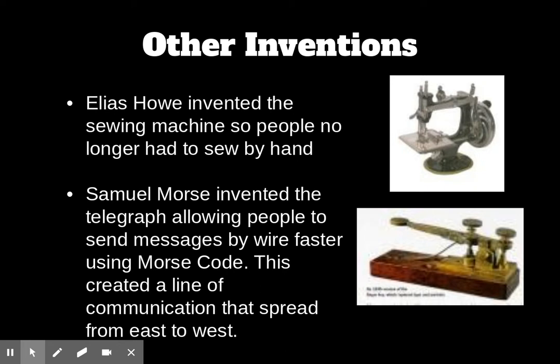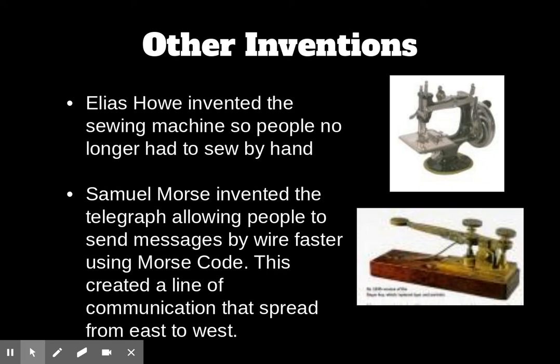We're also going to have a huge transformation when Samuel Morse creates the telegraph. And the telegraph is our first high-speed communication device. So it's going to allow almost instant communication from one coast to the other. And they're sending a series of little beeps, beep, beep, beep, along copper wires that have been stretched from one side of the country to the other.